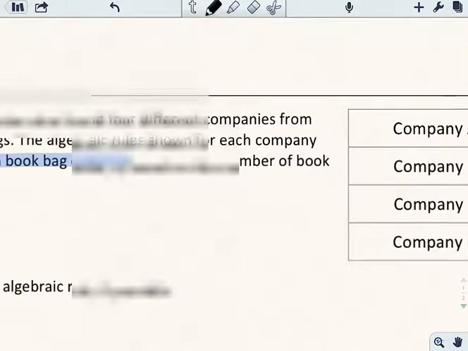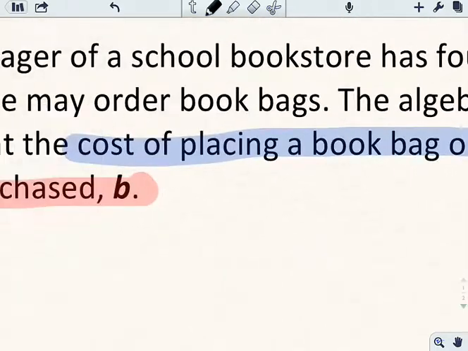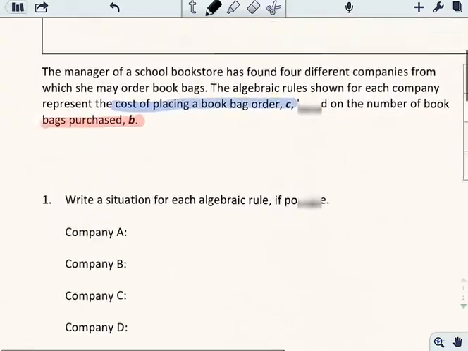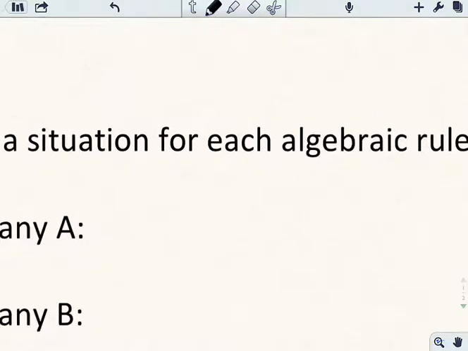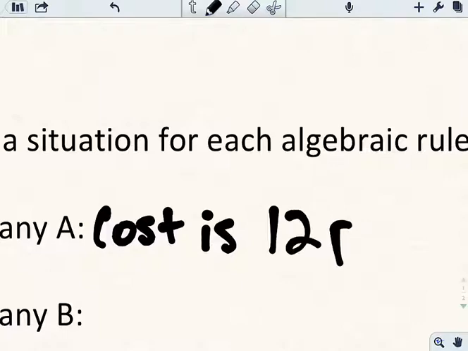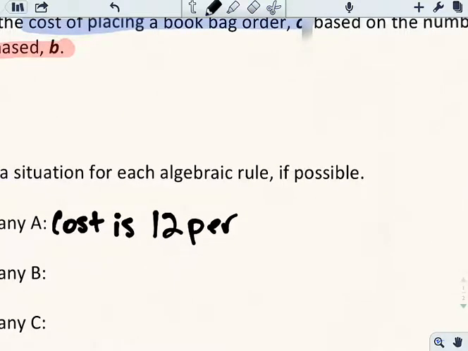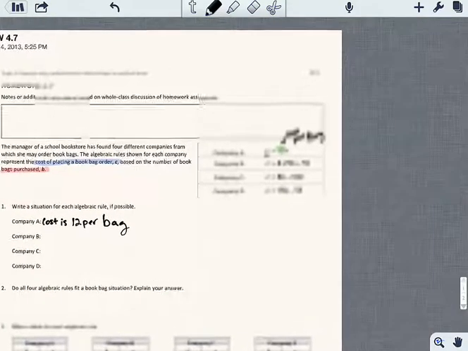So let's write a little scenario, shall we? Okay, so company A means you are getting charged, so cost is $12 per bag. There we go. Nice work. Let's go to number 2.